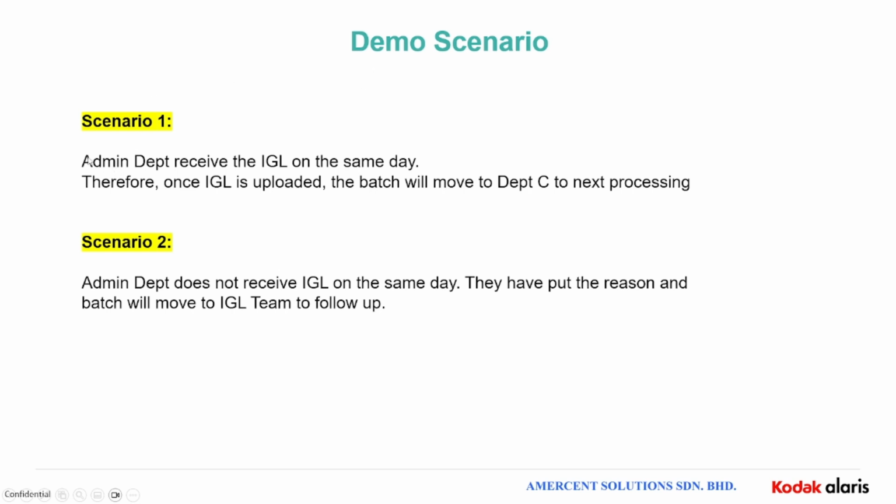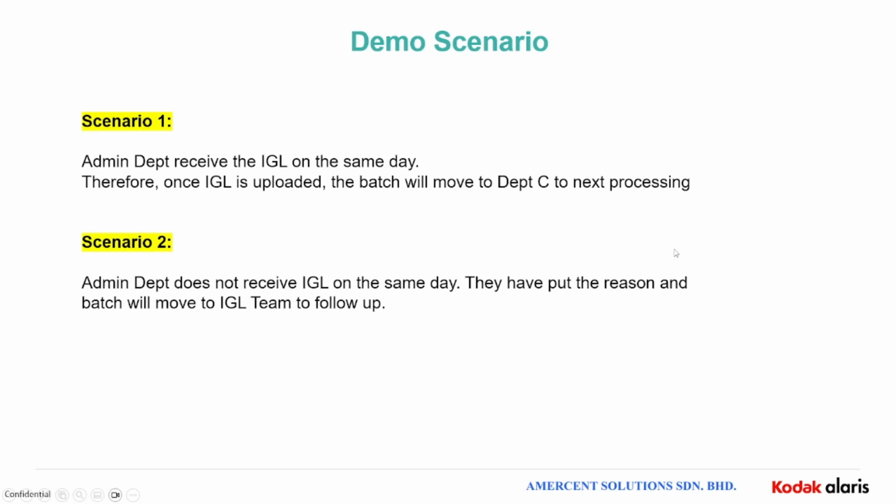Scenario one is that I'm going to demonstrate that the admin department will receive the IGL on the same day. So this whole entire process will be completed and then it will move directly to department C. In scenario two, the admin again will upload some documents and they did not receive the IGL on the same day. Therefore, they have to put in the reason for the delay, and then the document will move to the IGL department.